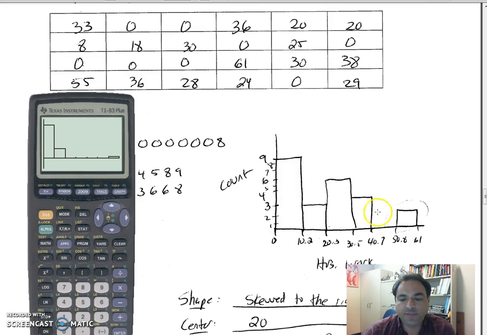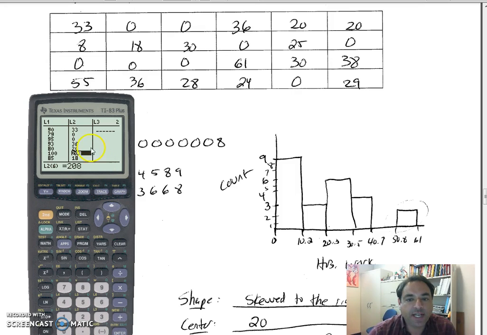Now if you look at this, it's a little different than what I've drawn here, and you're like, what happened? Again, we need to double, triple check our data. If you had noticed along the way, when I hit stat, edit, there was a 208. If I go back and check, we have 33, 0, 0, 36, 20, 208, which should just be 20. So double, triple check your data. If one number is wrong, the whole thing's wrong. So notice it's 20, 20, then we have 18, 30, so we're missing an 8. We can insert here: second, delete for insert, 8, enter.